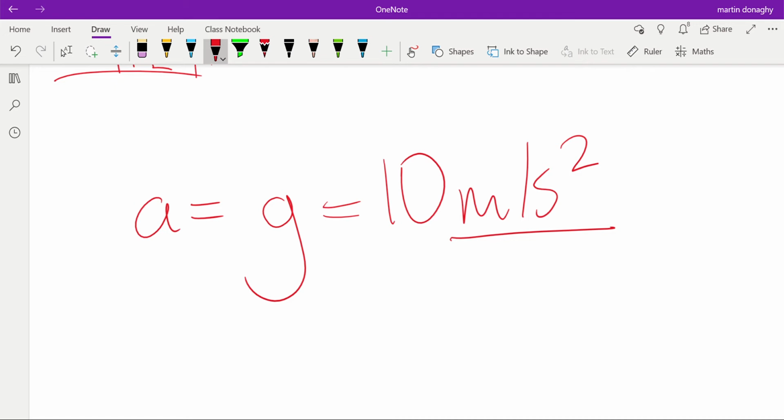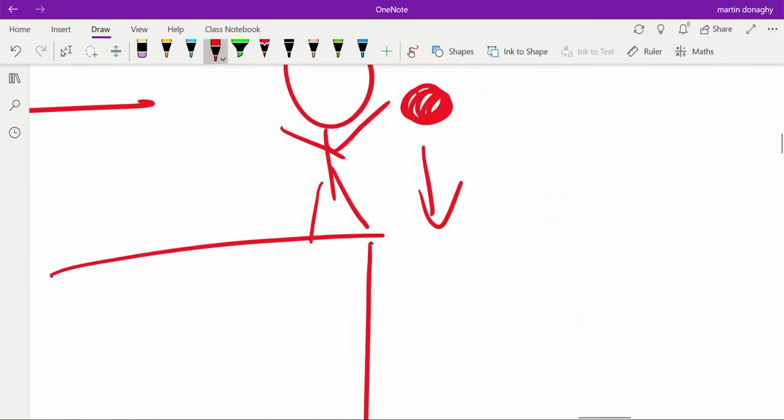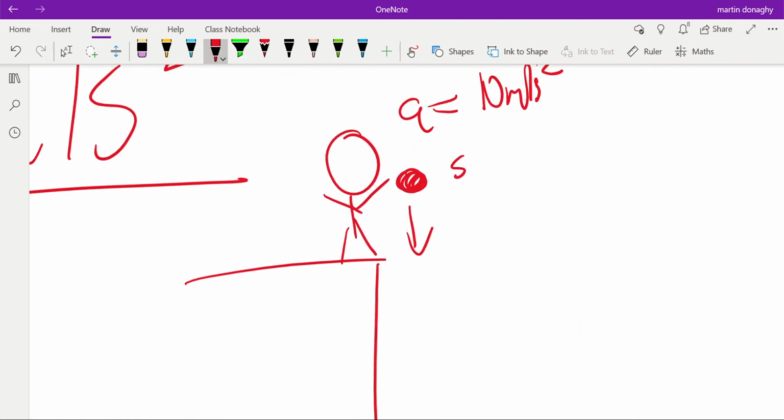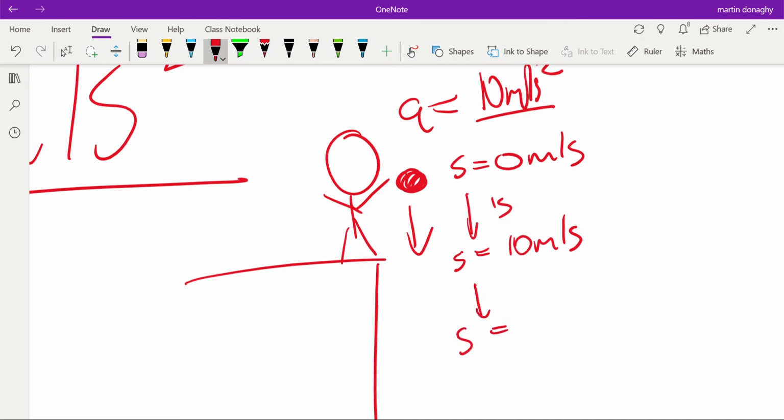And what this means is that if you were, say, at the edge of a cliff and you drop an object, it accelerates at 10 meters per second squared, which means that initially, if the velocity here, speed is 0, after 1 second, it would have increased by 10, and its speed would be 10 meters per second. After 2 seconds, so after another second after that, it'll be at 20 meters per second, then 30, then 40, then 50, then 60.